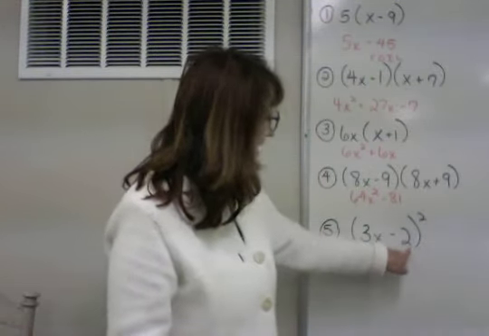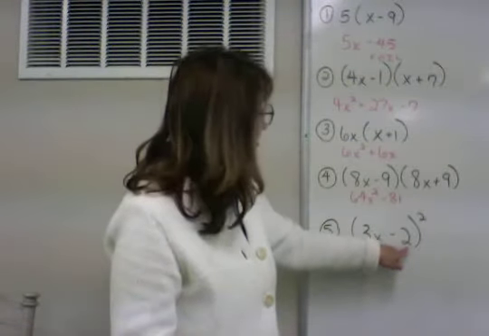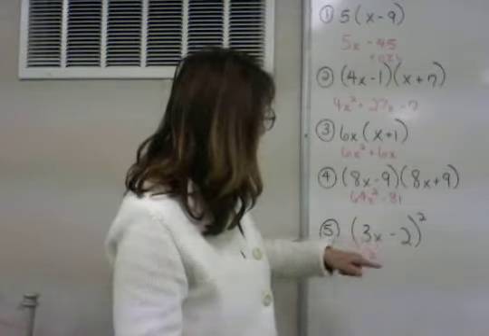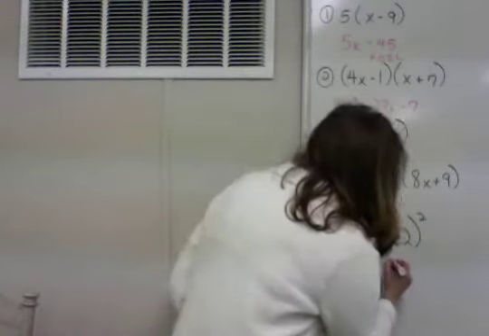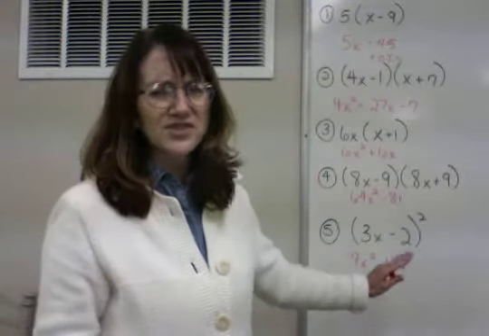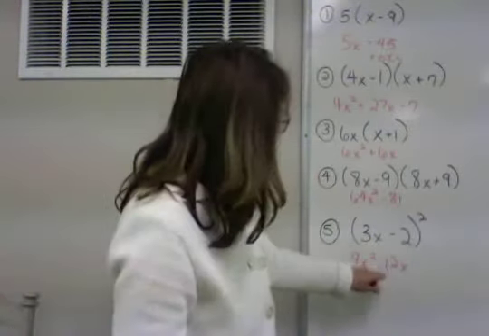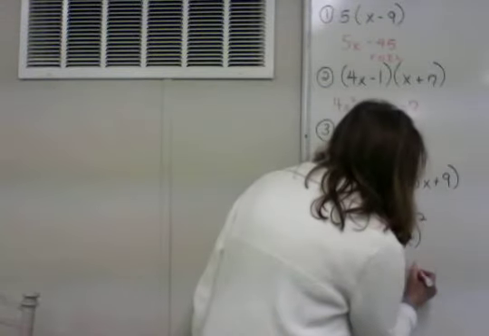So I'm multiplying the negative 2 to the 3, that's a negative 6. Then I'm going to double that, so that becomes a negative 12x. And finally, these last two terms, the negative 2 times the negative 2 would be a positive 4.